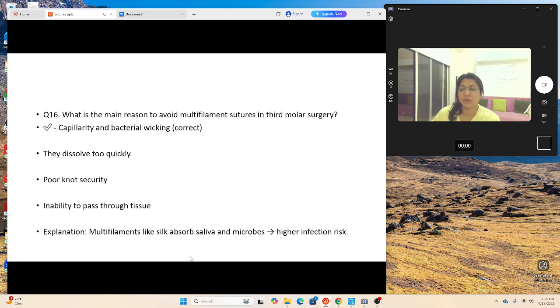Inability to pass through tissue, poor knot security are not the correct answers. They have good ability to pass. You can tie a good knot, and silk sutures don't dissolve, so that is not the right answer. The main reason is I don't want infection or inflammatory reaction because of my suture, especially in a third molar area which is known to cause a dry socket.